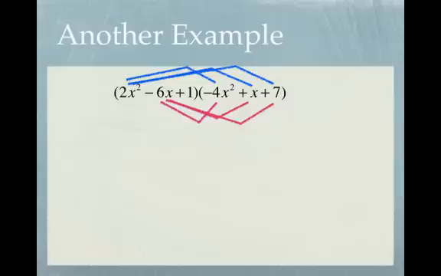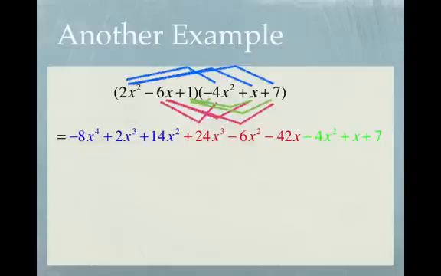And then if you notice, there's still one more term left in that first polynomial, that 1 there. We're going to do the same thing with the 1. So 1 times negative 4x squared, 1 times x, 1 times 7. So when we multiply all of that out, this is what you get. I've color-coded it so you can check your work easily.